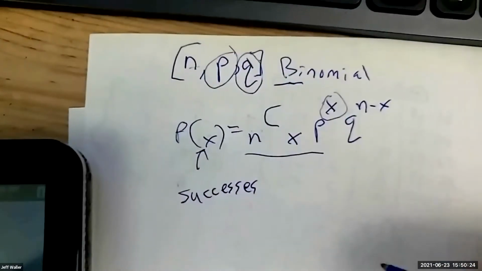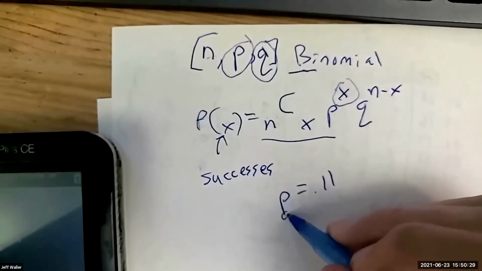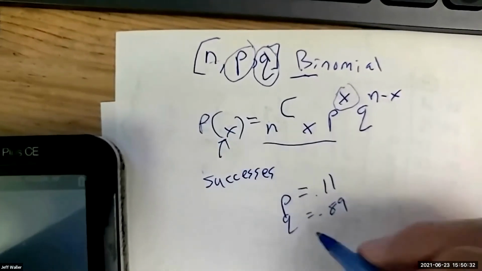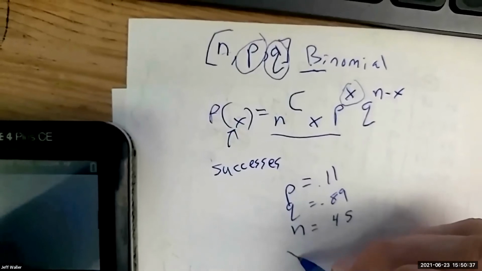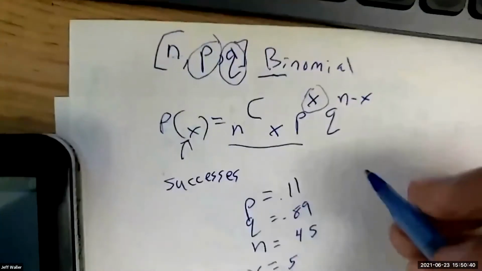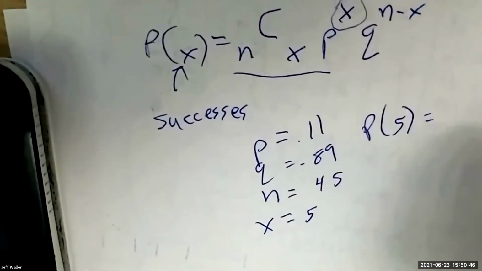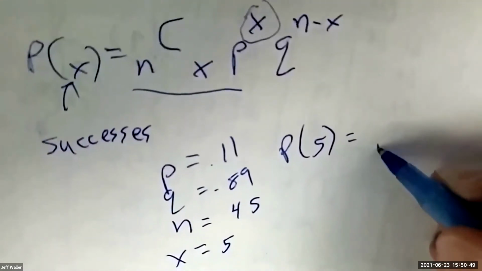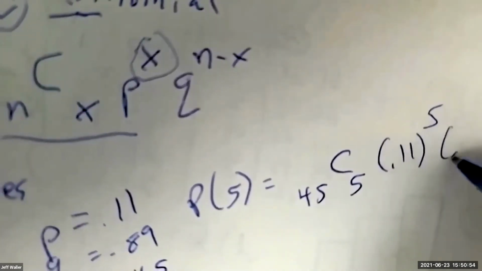Okay, so you can't really see that, can you? So in this situation P is 0.11, Q is 0.89. N was 45, and I want to have 5 successes. So the probability of 5 successes is 45 choose 5 times 0.11 to the 5th times 0.89 to the 40th. Let me stop for a minute.